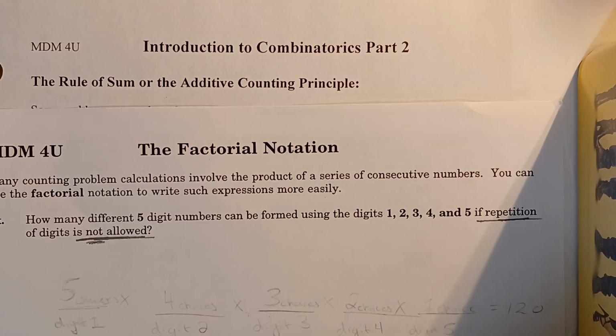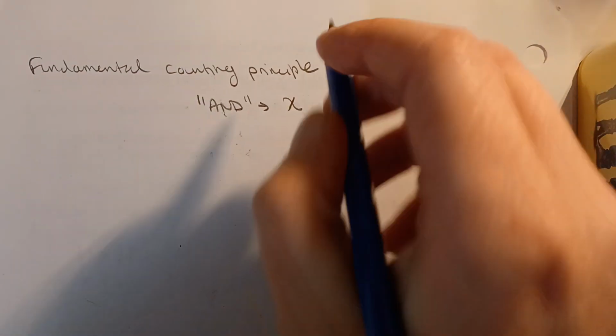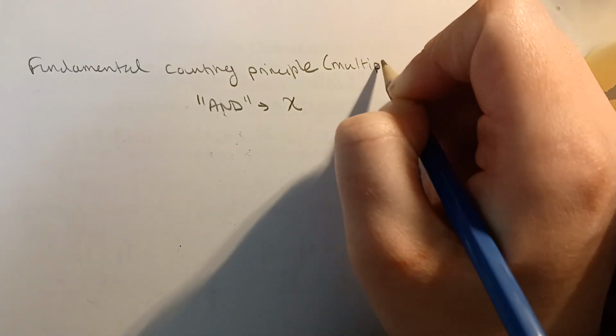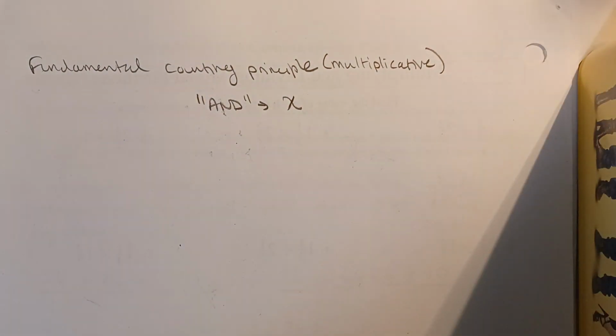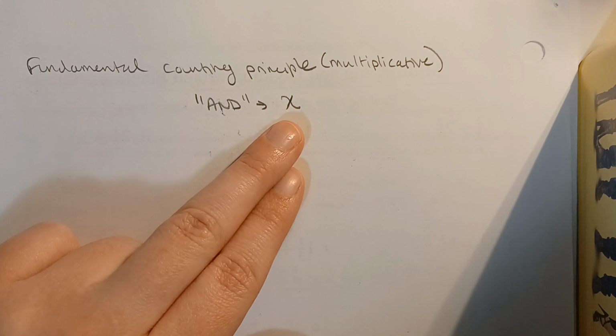This is the lesson for Monday, February 13th, Introduction to Combinatorics Part 2, and we'll also look at the factorial notation. What we've already learned is the fundamental counting principle, also called the multiplicative counting principle. We looked at that in some depth. We said whenever we see and, we tend to multiply.